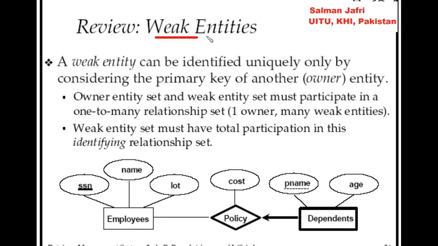Now a review about weak entities. We discussed before that a weak entity can be identified uniquely only by considering the primary key of another owner entity. Remember the discussion? One primary or strong entity can have many weak entities. For example, dependents. One employee can have many policies for some dependents. So total participation of the weak entity set. This is something I already discussed in the previous lecture.